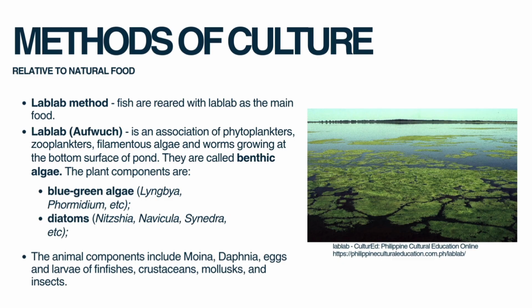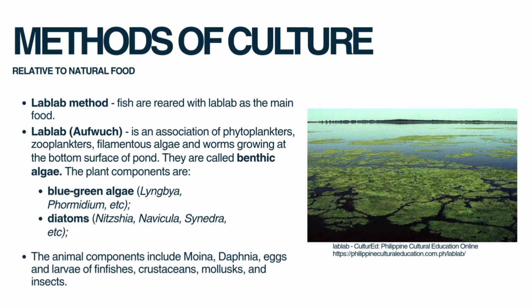So next we have the lab method. This is where fish are reared with lab as the main food. So similar to the plankton method, we also add supplemental feed to support the growth of the animal. So it is very okay to use additional feed and not only the lab method. So what is lab? So lab or lablab is an association of phytoplanktons, zooplanktons, filamentous algae, and worms growing at the bottom surface of pond.